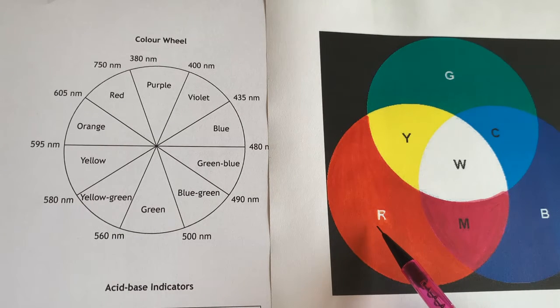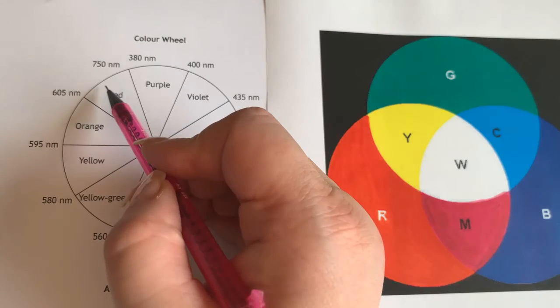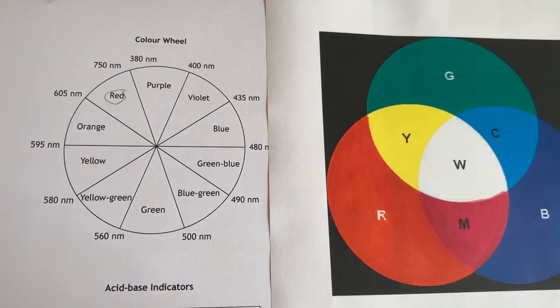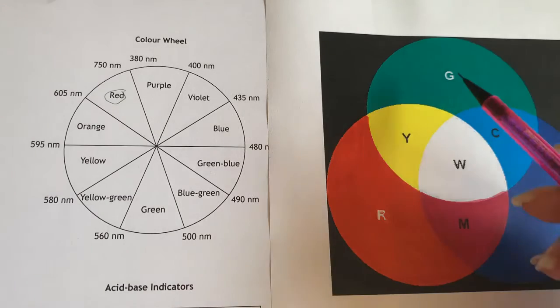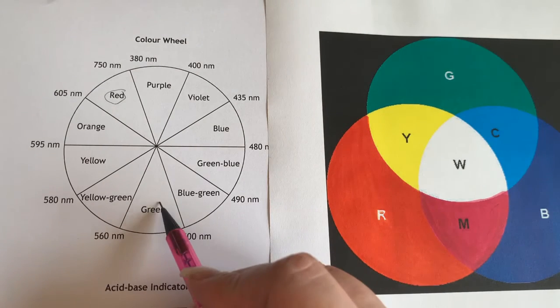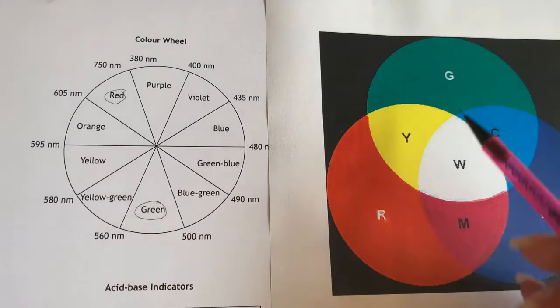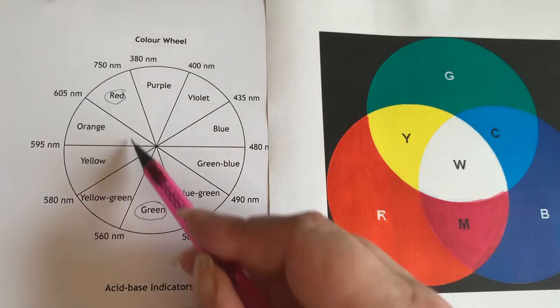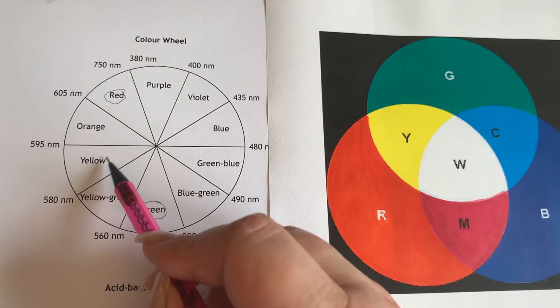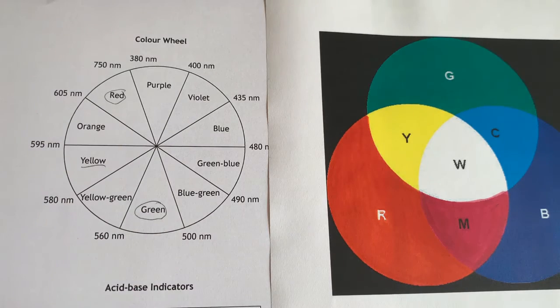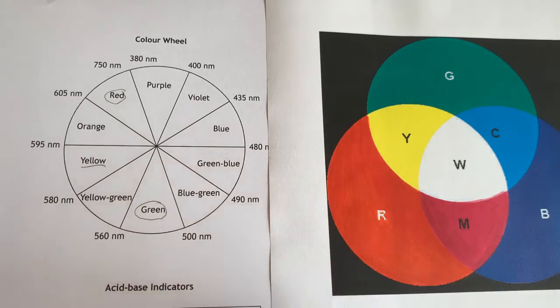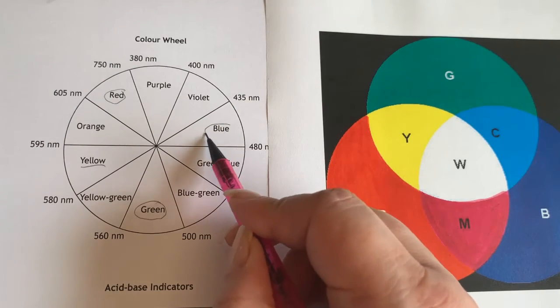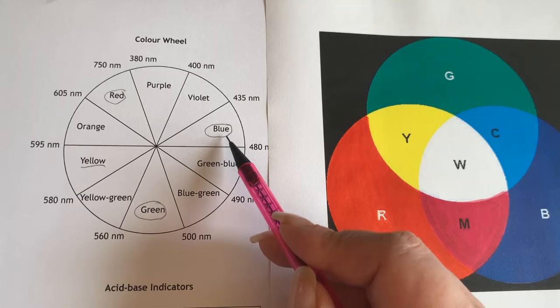So looking at our red, which is up here, and in between our red and our green, which is down there, exactly halfway on this one, we get the yellow. The other two are a little bit more of an issue because the third primary colour of light is over here.